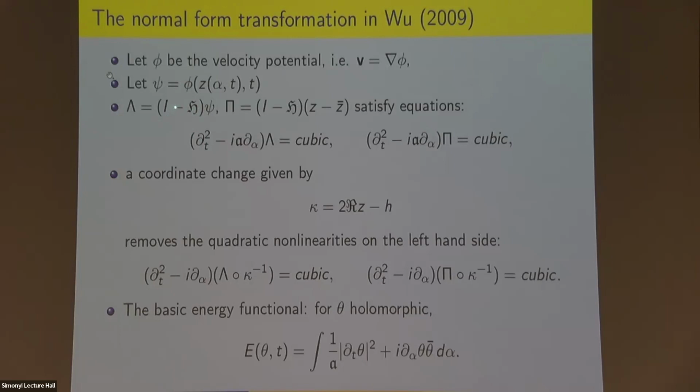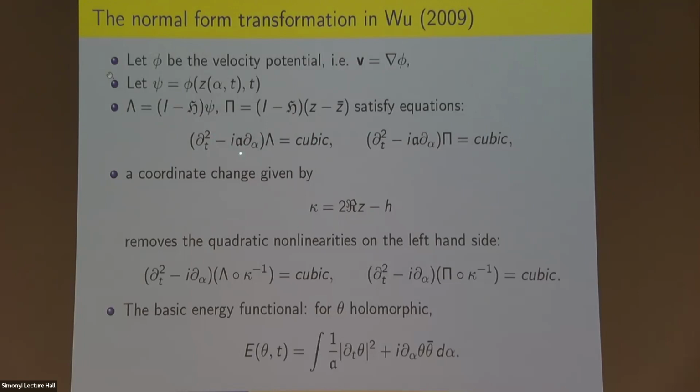Okay, so you also take the projection of z minus z bar, the height of the interface, into the space of holomorphic functions in the air region. Then this equation becomes the same water wave operator acting on these quantities, just equal to some cubic terms. The quadratic nonlinear term is completely removed.